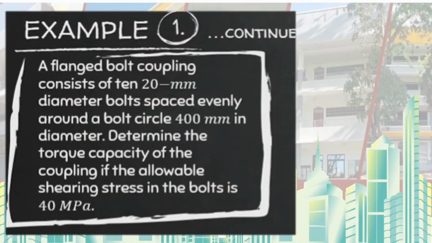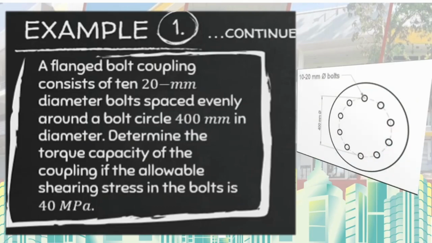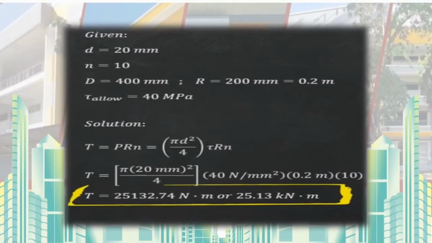A flange bolt coupling consists of 10 bolts, 20 mm in diameter, spaced evenly around a bolt circle 400 mm in diameter. Determine the torque capacity of the coupling if the allowable shearing stress in the bolts is 40 MPa. The torque capacity calculation starts with the formula T equals pi d squared over 4 times tau times R times N, which combines the shear area of each bolt, allowable shear stress, bolt circle radius, and number of bolts to find the maximum torque the coupling can transmit.